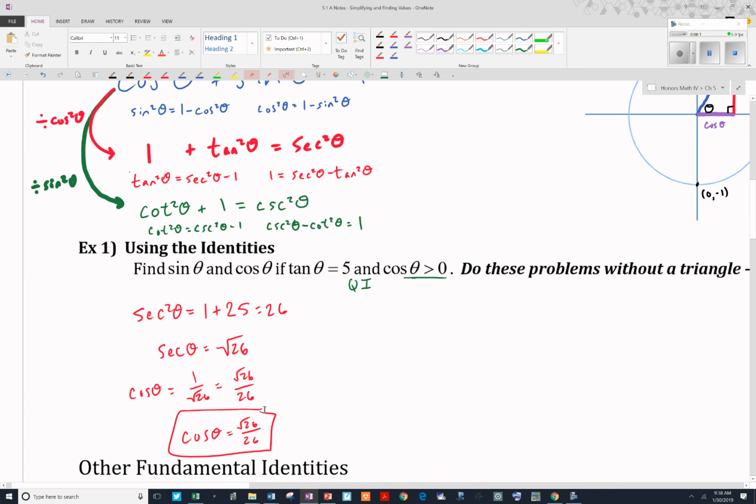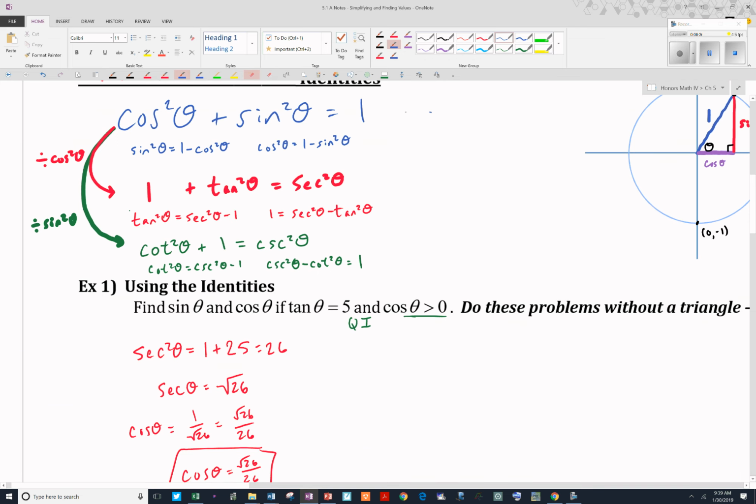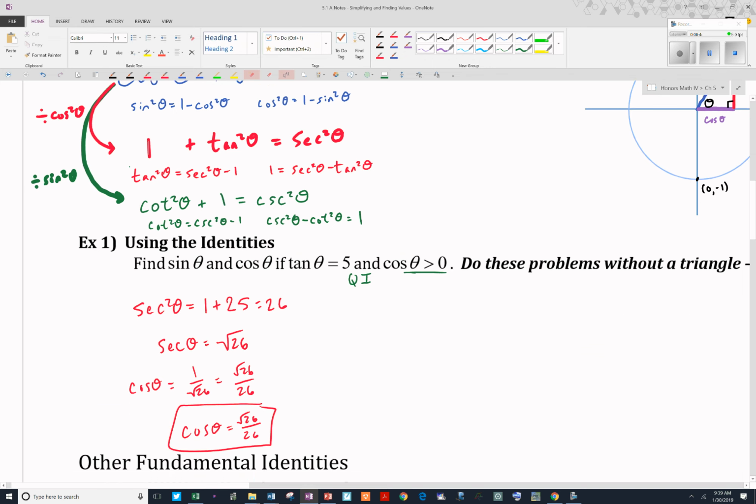But we also need to find sine. So sine, we can find it a couple different ways. We could use the fact that tangent is sine over cosine, and then solve for sine that way, because we have both tangent and cosine. We could use one of the Pythagorean identities again. We could use the original one, because we could solve for sine pretty easily from that. Actually, the one that we'd be using is that one right there. Why don't we go ahead and do that?